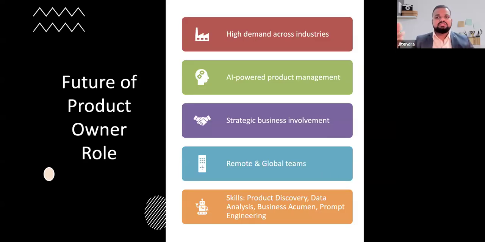Further over here is about strategic business involvement, remote and global teams. That's what also is going to be. Because nowadays it's all about the gig economy, so the teams are spread across multiple geographies, and that's where also this role becomes much more vital.